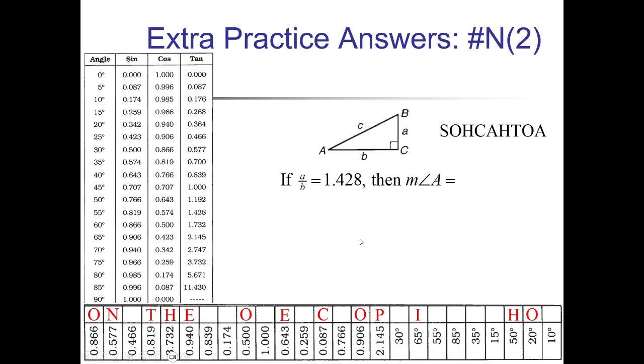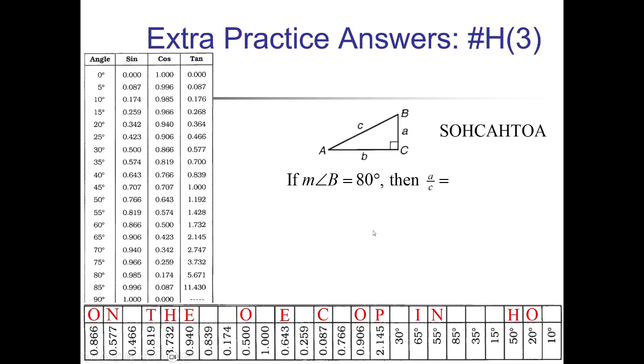Next up, we're told that A over B is 1.428, and we want measure of angle A. Based off of A over B is opposite over adjacent, so that's TOA. They're essentially telling us that the tan of A is 1.428, which means we have to look up 1.428 in the tan column now and see the angle that went with it. So that's right there. Going back to the angle, that's going to be 55 degrees. So 55 is right here. That gets an N.